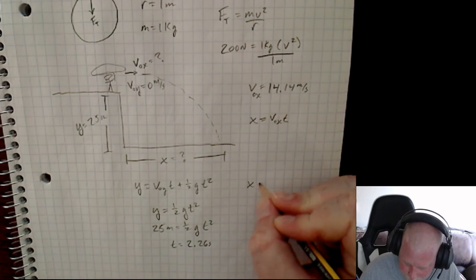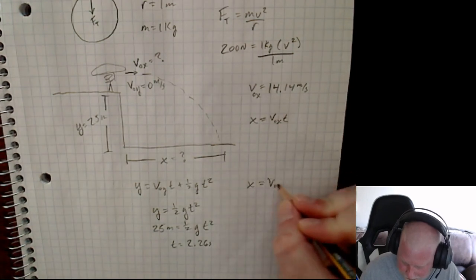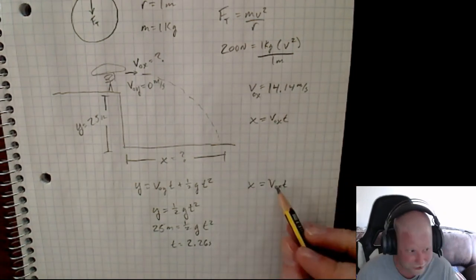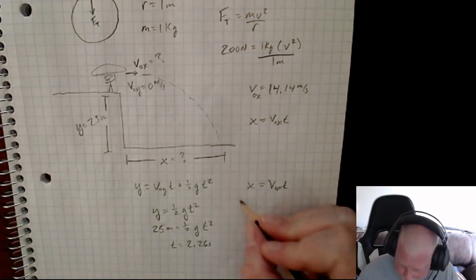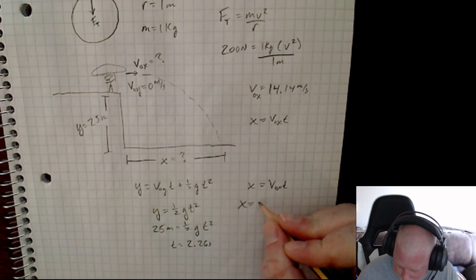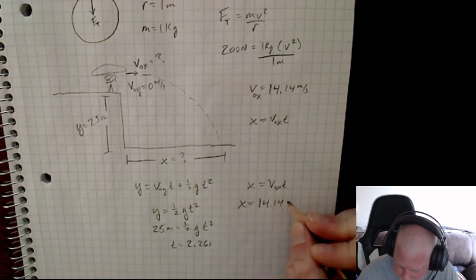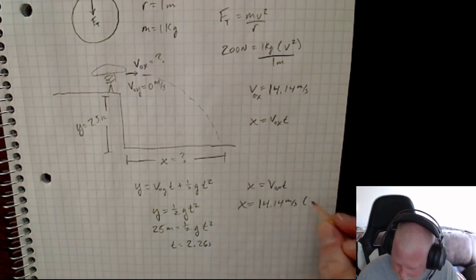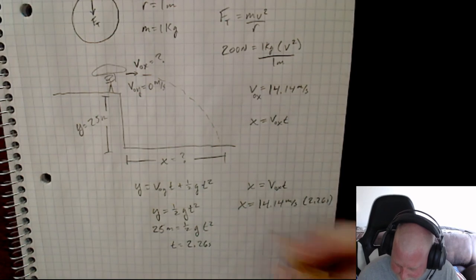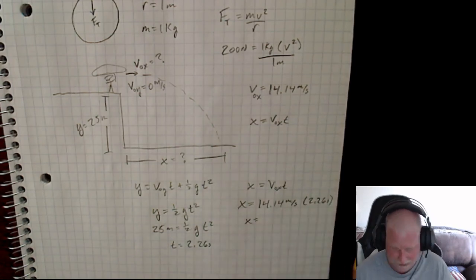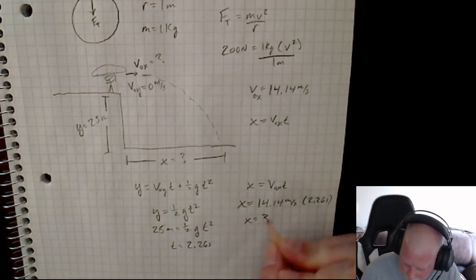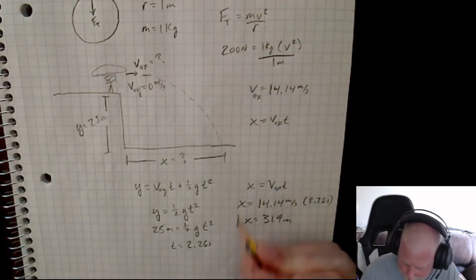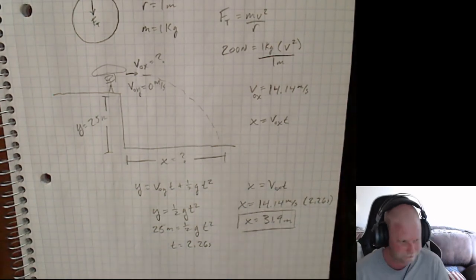So, if we want to know the distance, again, it's dependent on the initial launch speed in the horizontal and the time. So x is equal to 14.14 meters per second times 2.26 seconds. So x is equal to 31.9 meters away from the base of the cliff.